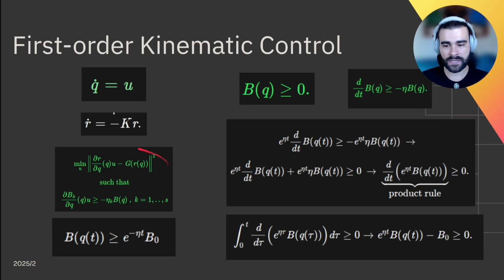And then for this kinematic control problem, we can define this minimization problem seen here, subject to this constraint here, dB/dq times u greater than or equal to minus eta b, for any number of constraints that we want. But now, B doesn't depend directly on t, which is what we want. We want dynamic obstacles, which are moving in time.